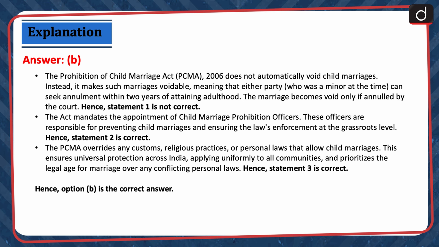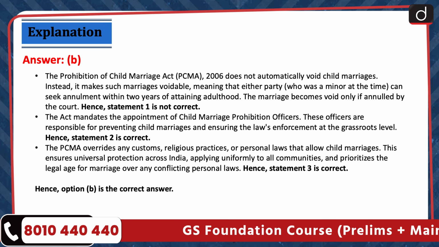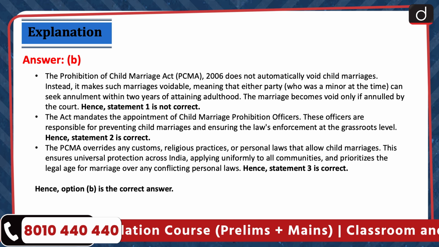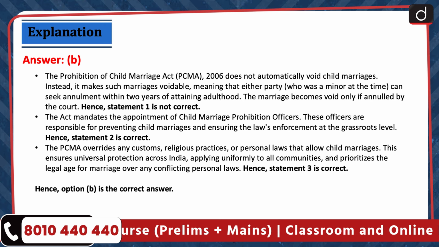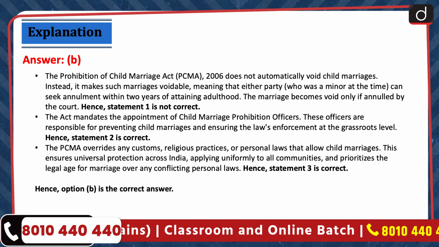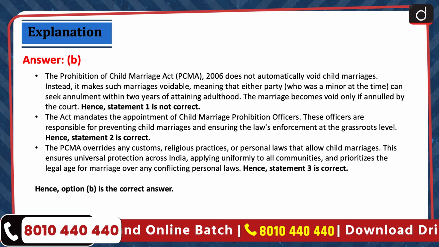The Prohibition of Child Marriage Act 2006 does not automatically void child marriages. Instead, it makes such marriages voidable, meaning that either party who was a minor at the time can seek annulment within 2 years of attaining adulthood. The marriage becomes void only if annulled by the court. Hence, statement 1 is not correct. The Act mandates the appointment of child marriage prohibition officers. These officers are responsible for preventing child marriages and ensuring the law's enforcement at the grassroots level. Hence, statement 2 is correct.